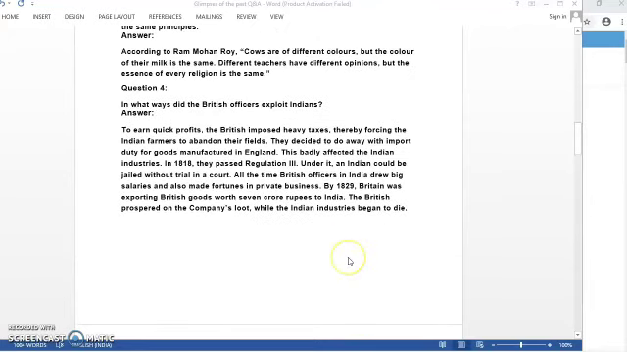So we have discussed the working with the text and comprehension check today, and the remaining questions, working with the language and question number 5 and 6 of working with the text, we are going to take up in the next class.